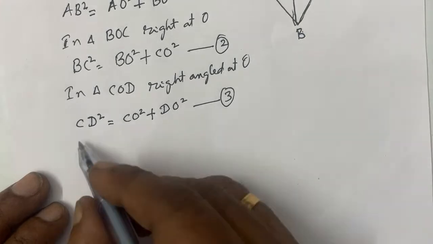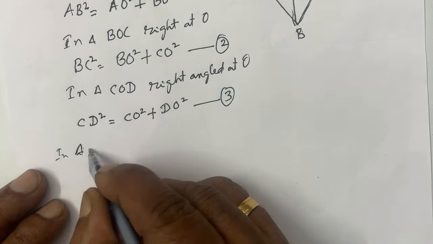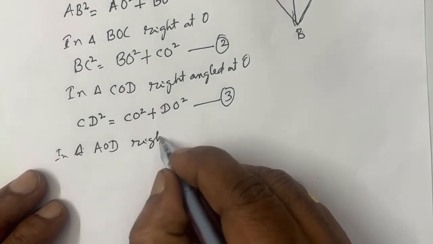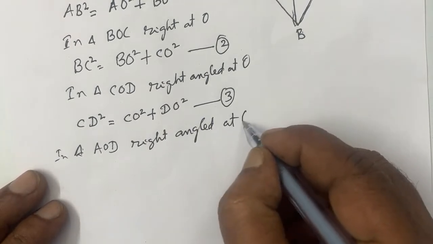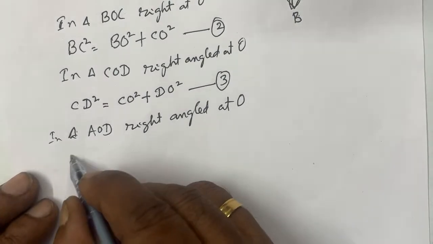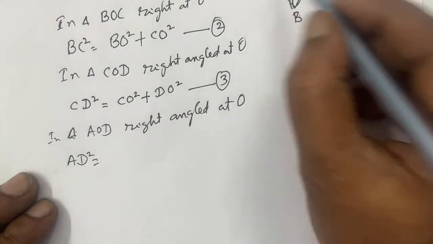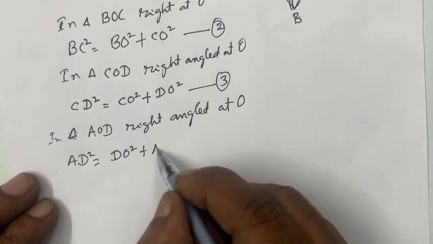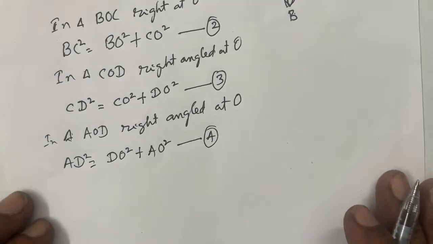And now the last one, triangle AOD. This is also a right angle triangle. In the triangle AOD, right angled at O, AD is the hypotenuse. So AD square is equal to DO square plus AO square. This is equation 4.